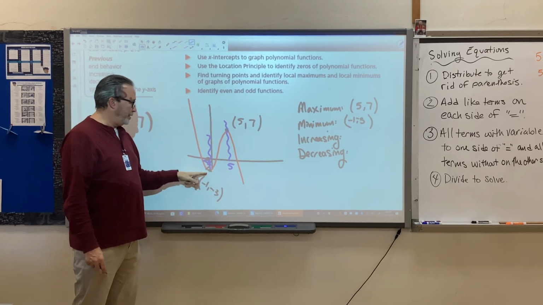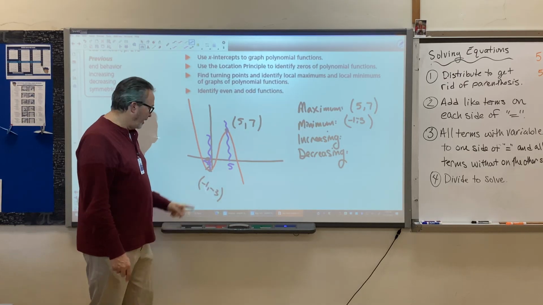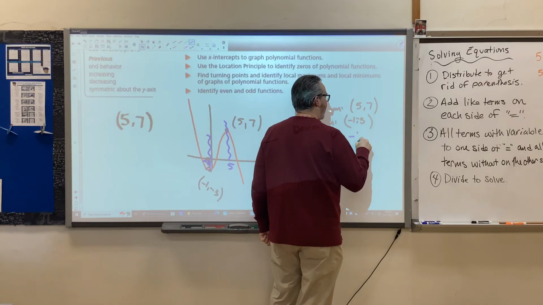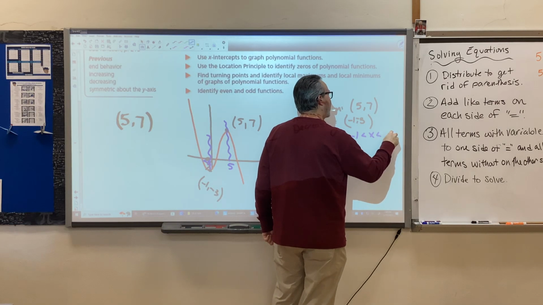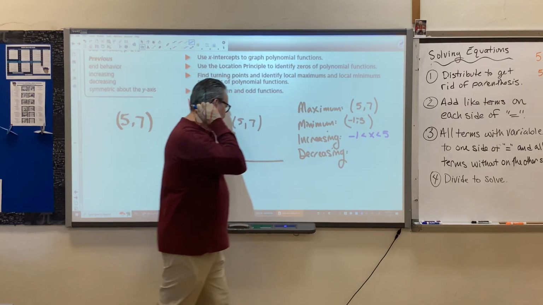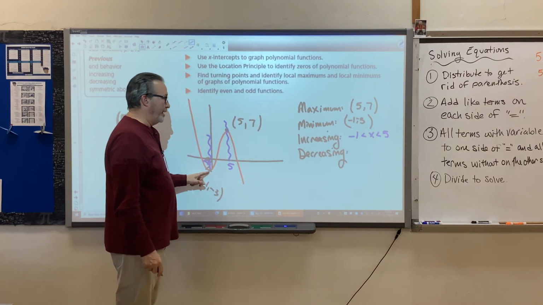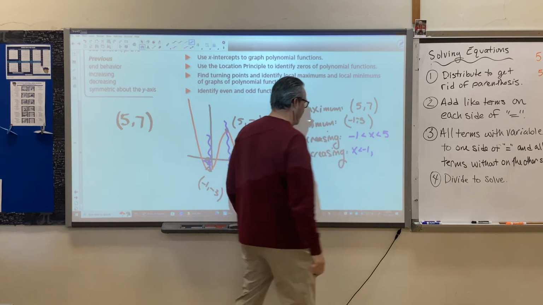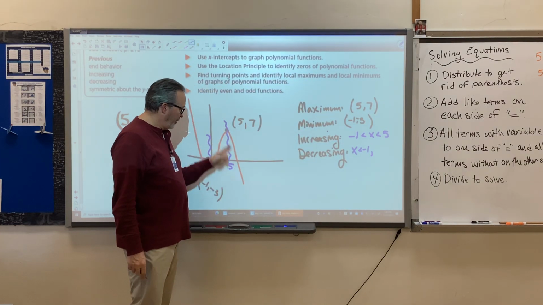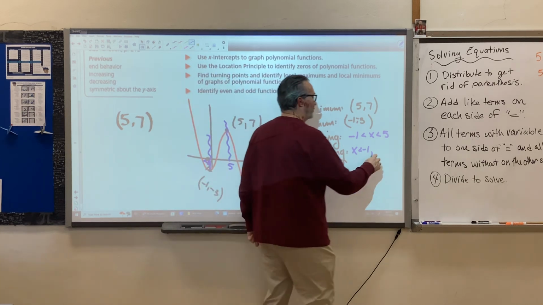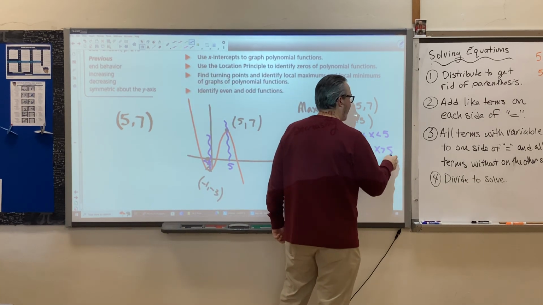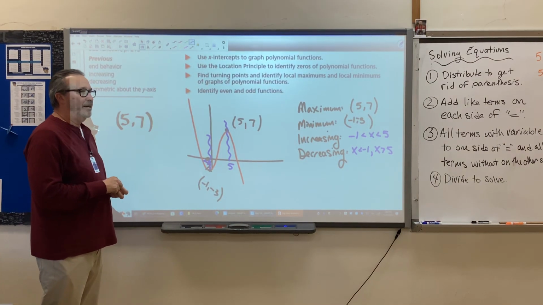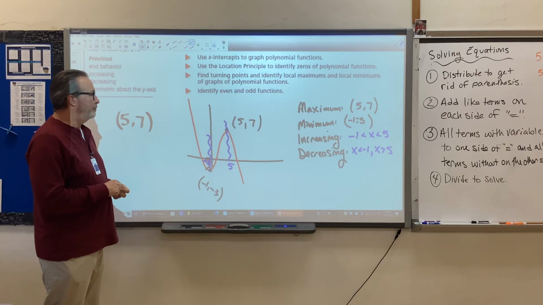So the function decreases, increases, then decreases. It increases in between -1 and 5. So that's what you say. -1 less than x less than 5. It decreases here, x less than -1, and also decreases here, x greater than 5. You're going to have to be able to describe that for the quiz just before Thanksgiving.